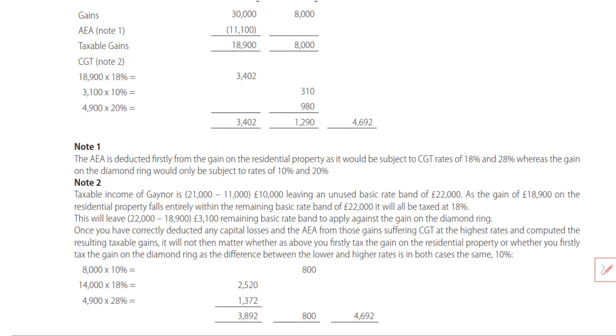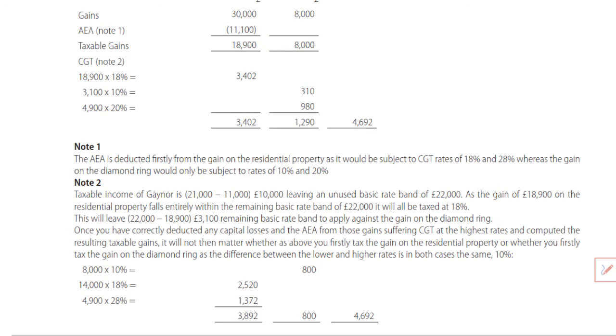Now that said, we've made the point here. Once you've correctly deducted any capital losses and the AEA from those gains suffering CGT at the highest rates, that was what was important. Here it was just AEA, but otherwise losses as well. They must be deducted from those gains subject to the higher rate. Then routinely I would just tax the taxable gains in that order: residential property before other assets, in turn before assets enjoying entrepreneurs' relief.